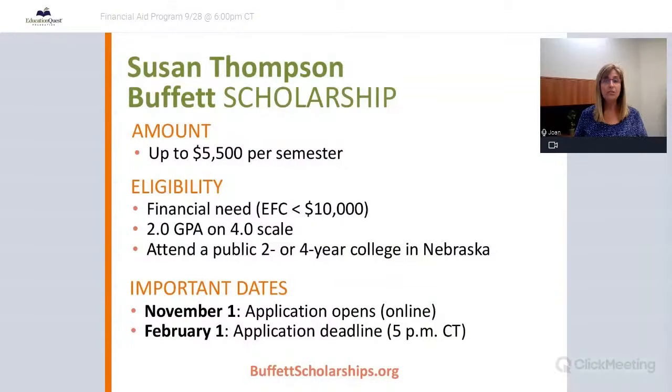We are very fortunate in the state of Nebraska to have the Susan Thompson Buffett Scholarship Foundation. Every year, the Susan Thompson Buffett Foundation awards nearly 1,000 full tuition scholarships. Now, those tuition scholarships are only for public colleges in the state of Nebraska. Public colleges are your community colleges, your state colleges, and your universities in Nebraska. So any students that might be pursuing an education from those three program areas, the Buffett Scholarship, I definitely encourage you to apply for. There are criteria associated with applying for the scholarship, just like every other scholarship. See, the number one criteria on there is financial need.